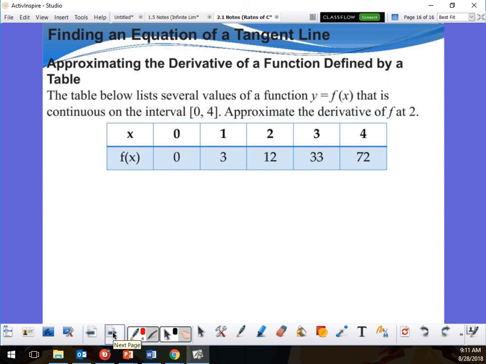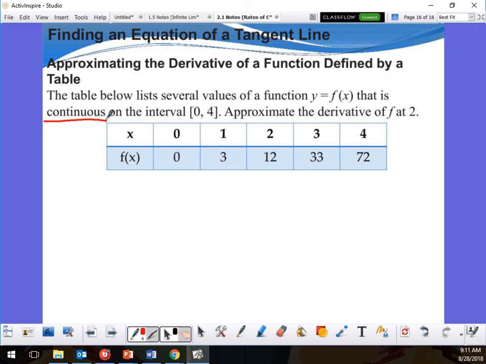Approximating the derivative of a function defined by a table. Table below, several values in here. Values of the function y equals f of x that is continuous. What does that mean if it's continuous? There are no holes, gaps, or jumps. It's all going to be continuous there. On the interval from 0 to 4, approximate the derivative of f at 2. So if I'm going to approximate the derivative, what could I do? I could do the secant line, right? I can do a secant line, but I have some values on both sides, don't I?